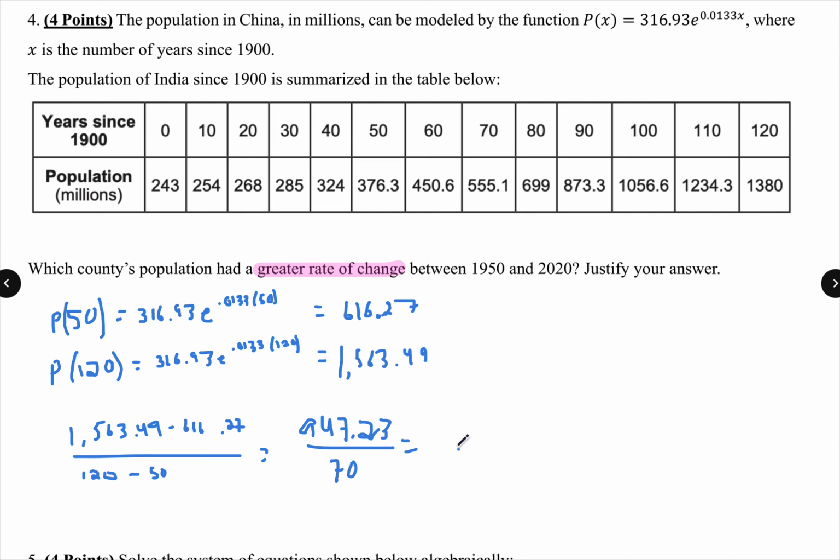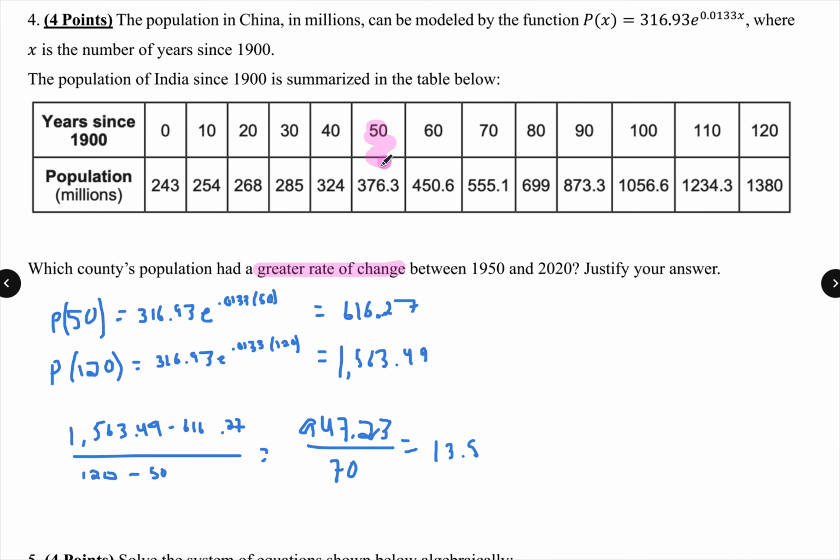What do I get? 13.5. We'll keep it at, right? So that's like 13.5 million, right? Change it over to red, right? Now I'm looking at India. Well, India is a little bit easier because they're giving us all the info.